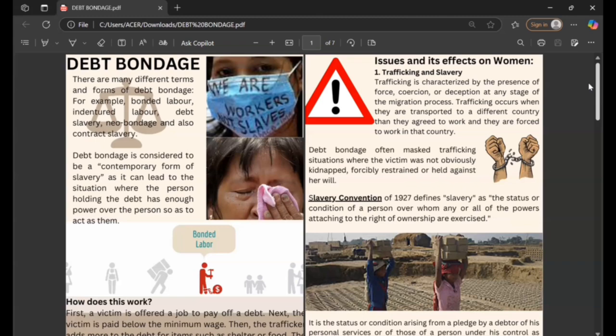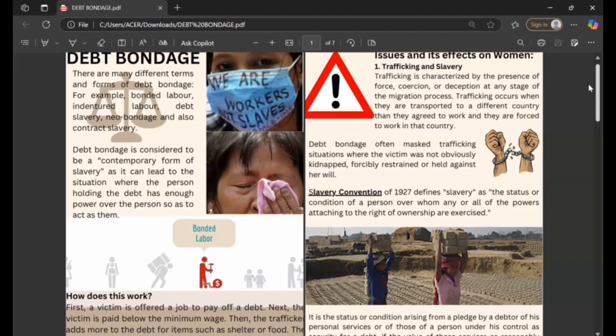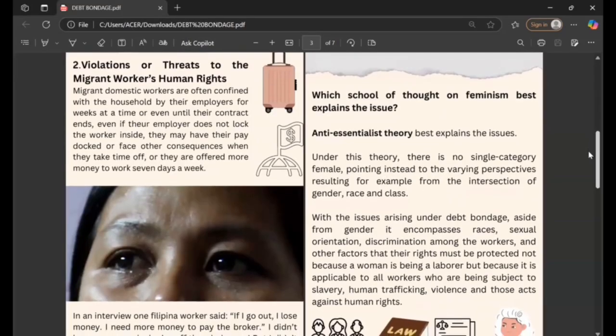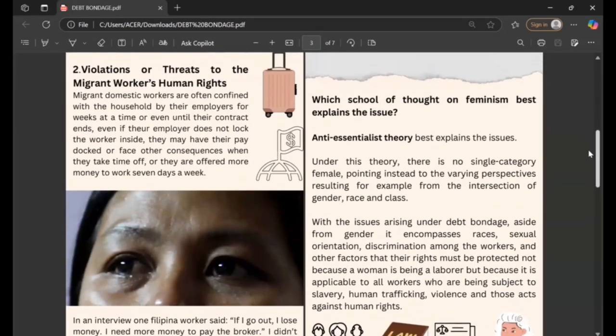And as for the second one, there come the violations or threats to the migrant workers' human rights. Migrant domestic workers are often confined within the household by their employers for weeks at a time or even until their contract ends. Even if their employer does not lock the worker inside, they may have their pay docked or face other consequences when they take their time off, or they are offered more money to work 7 days a week.